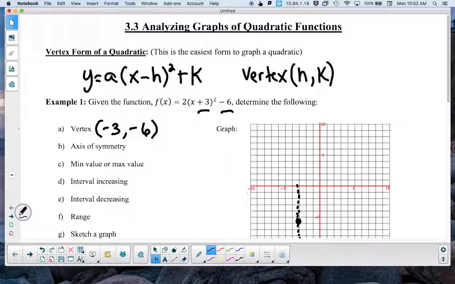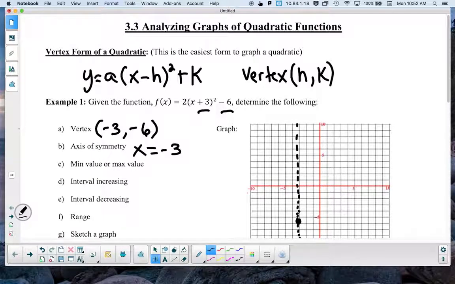I'm going to put a dotted line on this graph to show you that axis of symmetry. That's what splits it exactly in the middle. It's always going to be x equals, because it's a vertical line and it's the x value of your vertex. So x equals -3 is your axis of symmetry.